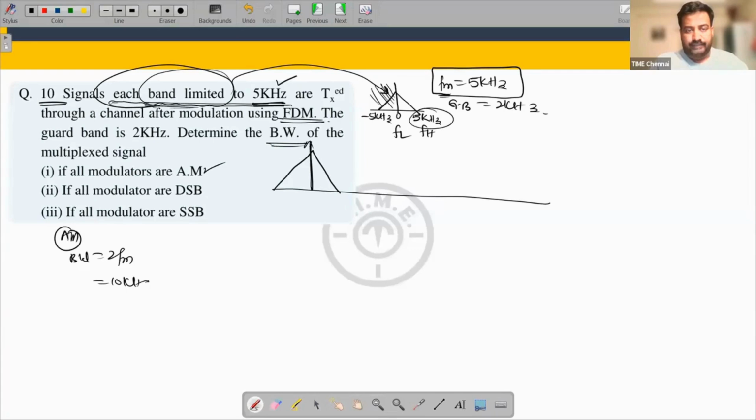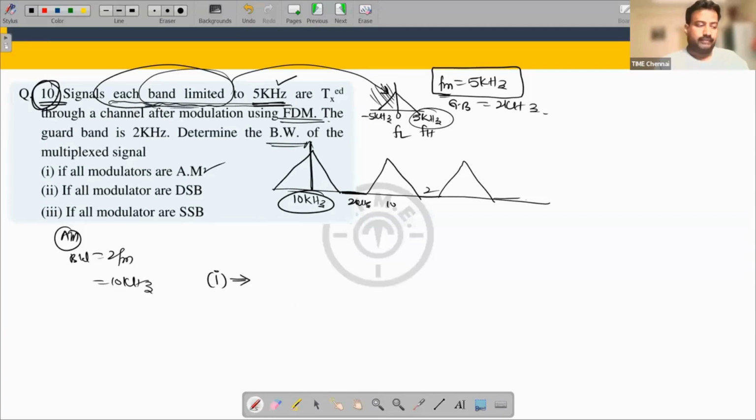It will take 10 kilohertz. This channel will take 10 kilohertz, followed by a guard band of 2 kilohertz. Next channel, 10, 2, 10, 2, it follows. Now tell me, if there are 10 signals to be modulated, what is the total bandwidth required? Please type your answer.